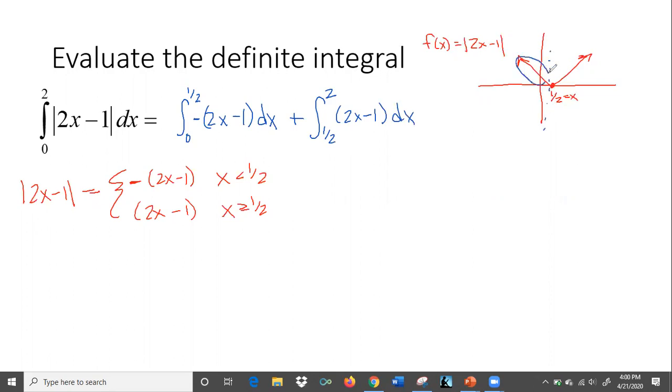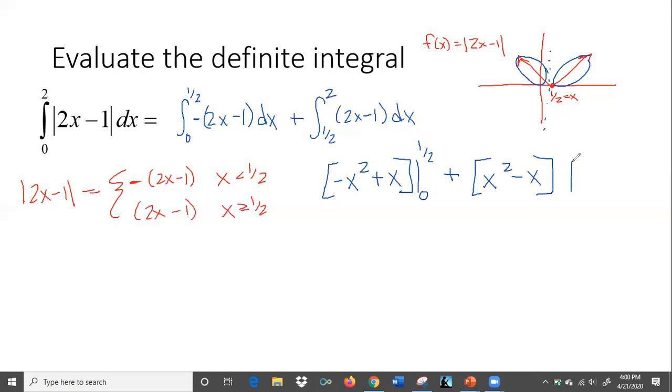Okay, this is one function and this is our other, the left side and then the right side where we have that vertex. Our bounds are chosen from where that value changes. So from here, we're going to integrate both of these. The first one is going to be negative x squared plus x, with the bounds from 0 to 1/2, and we're going to add the integral over here. So we have x squared minus x from the bounds of 1/2 to 2.